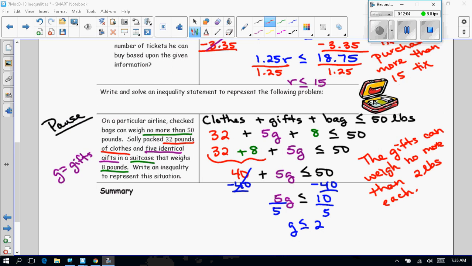Then I use my if-then moves. If I'm adding 40 to both sides, I'll subtract 40 from both sides. And so now I have 5G is less than or equal to 10. I'm going to divide both sides by 5, and I find out G is less than or equal to 2. So in other words, the gifts can weigh no more than 2 pounds each. They can be 2, they can be 1.5, they could be 1 3/4. They just cannot be 2.1. Right? It's going to put us overweight. And then they charge you like $100, even if you're only a pound over.